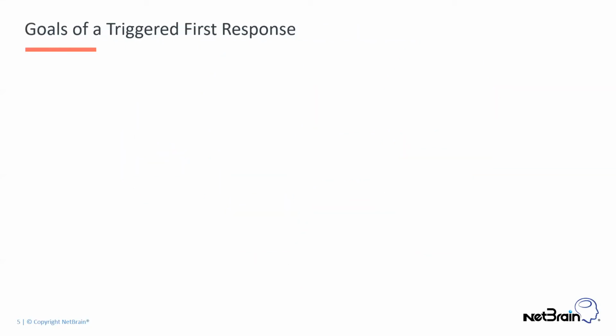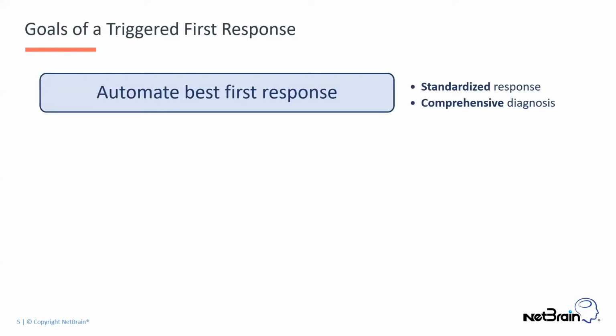So what do we want to accomplish with triggered first response? What's needed to solve this first response problem with automation? So we desire to automate best first response. And what do we mean by best? So here we're talking about that standardization that I referenced earlier, ensuring a consistent, predictable result, predictable every time, make this repeatable.